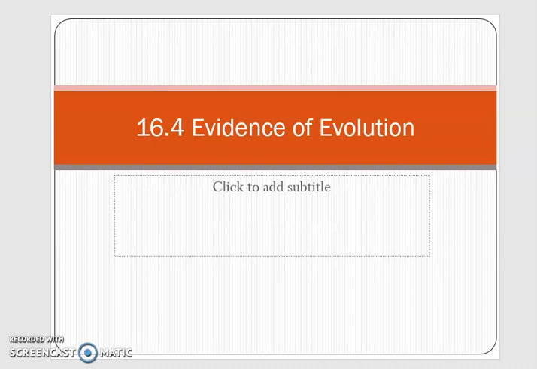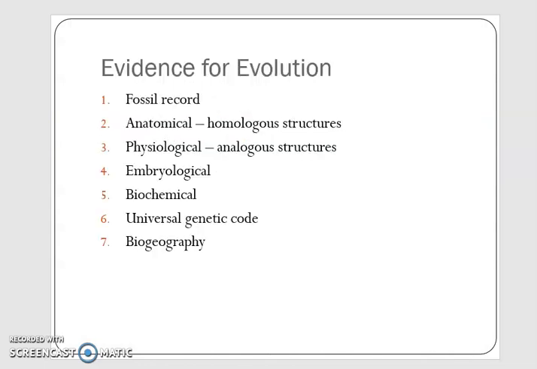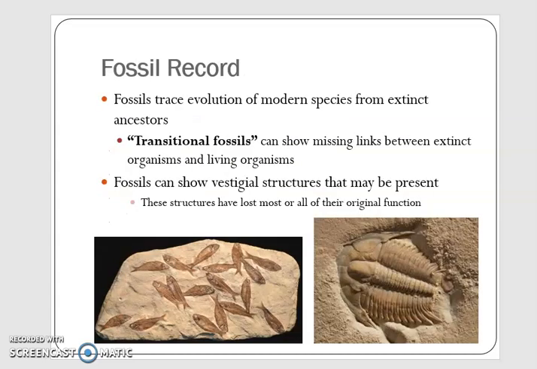Alright, today we're going to take a look at some pieces of evidence for evolution. They include things like the fossil record, anatomical evidence, physiological evidence, embryological, biochemical, universal genetic code, and biogeography. With fossil records, we look at how organisms change over time, and we establish the age of fossils through radioactive dating. With fossils, we can trace evolution of modern species from extinct ancestors.